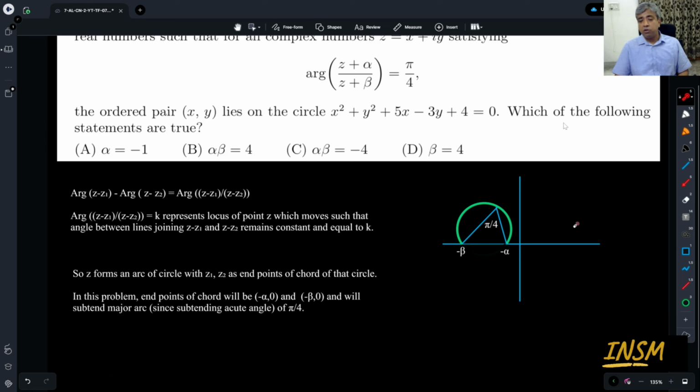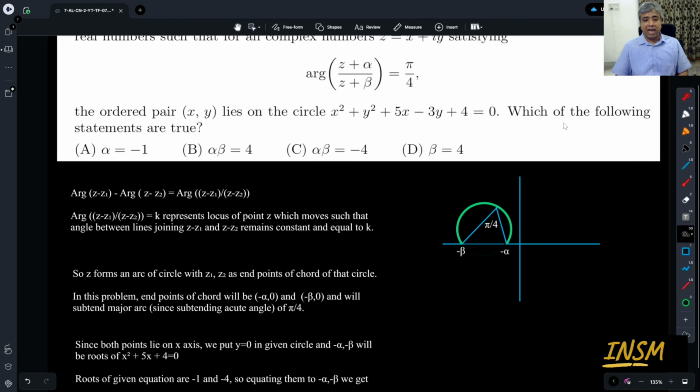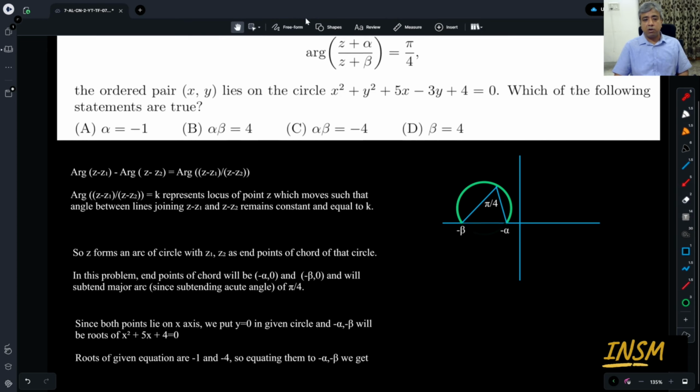Now this problem becomes pretty easy, because the circle that they have given you should satisfy (minus alpha, 0) and (minus beta, 0). So you will just put y equal to 0 here and get a quadratic in x, and minus alpha and minus beta should be the roots of this quadratic. Why do we put y equal to 0? Because both the points are lying on the x-axis.